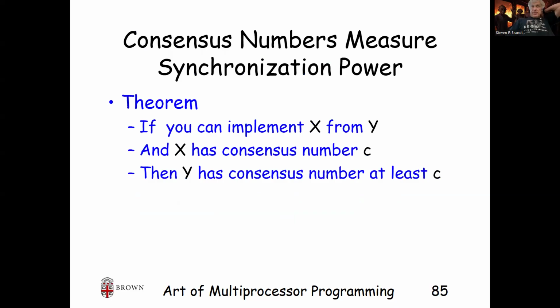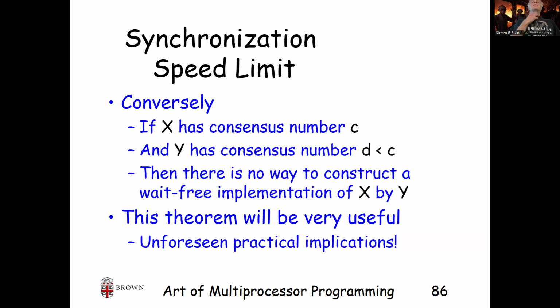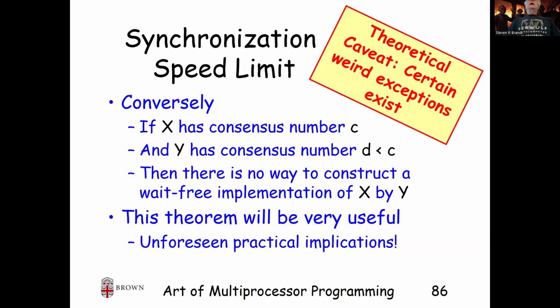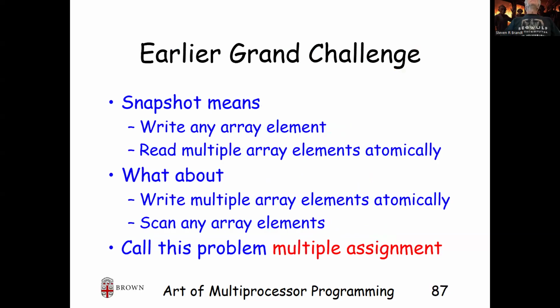So consensus numbers measure synchronization power. If you can implement X from Y and X has consensus number C, then Y has consensus number at least C. Conversely, if X has consensus number C and Y has consensus number D less than C, then there is no way to construct a wait-free implementation of X by Y. So this theorem will be useful to us. And there are certain exceptions that exist that we don't go into. All right.